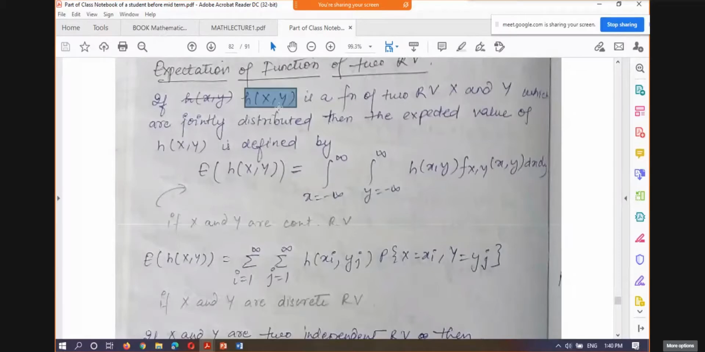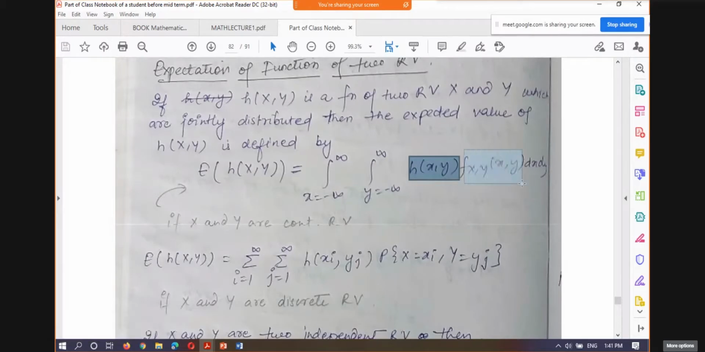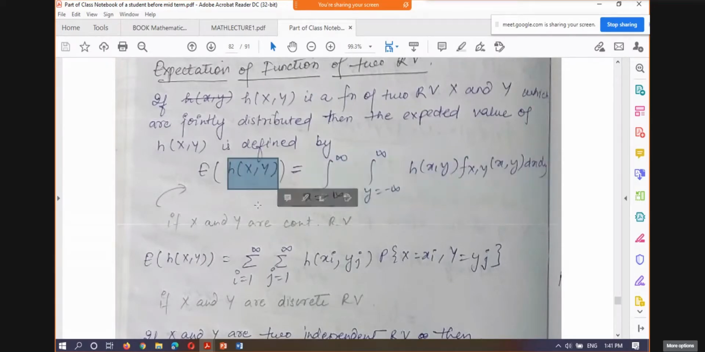The expectation is given by this, because we know that x and y are jointly distributed with this joint density function. So we write h of x,y, for small x,y the values taken by the random variables capital X and capital Y, times the joint density function. Earlier we integrated only with respect to x, but because it's a joint density function, we have to integrate with respect to x from minus infinity to plus infinity, and with respect to y also from minus infinity to plus infinity. Whatever value we get here will be the expectation of the function of the two random variables x and y.